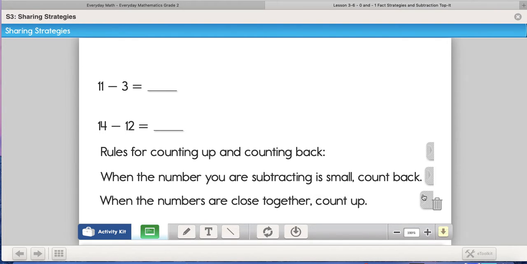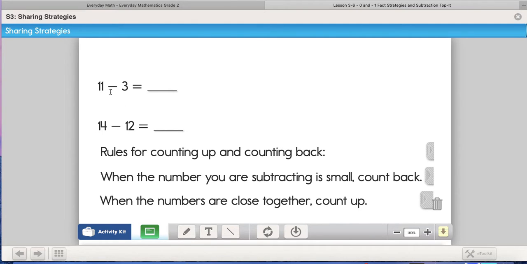Now, yesterday I had also said, when the number that you are counting back is big, you want to count up, okay? So that kind of means that the numbers are close together, but I like to think of it as being when the number that you're counting back is big, I want you to count up. So let's look at these two problems that we had right here that were part of our math message.